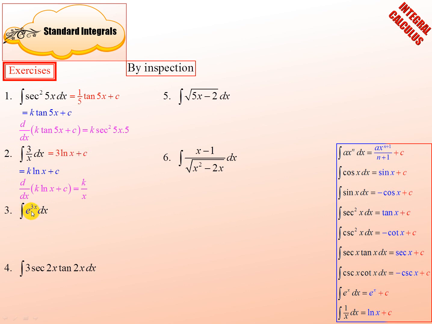The next one, yes, this is e to the 3x, so therefore k times e to the 3x. Differentiate it, so 3k is equal to 1, so k is 1/3. Sec 2x tan 2x. Yes, sec tan. So this must be sec of 2x with a k. Differentiating, we get 2k sec 2x tan 2x as opposed to 3 sec 2x tan 2x. So therefore this 2k must be the same as the 3, making k 3 over 2.